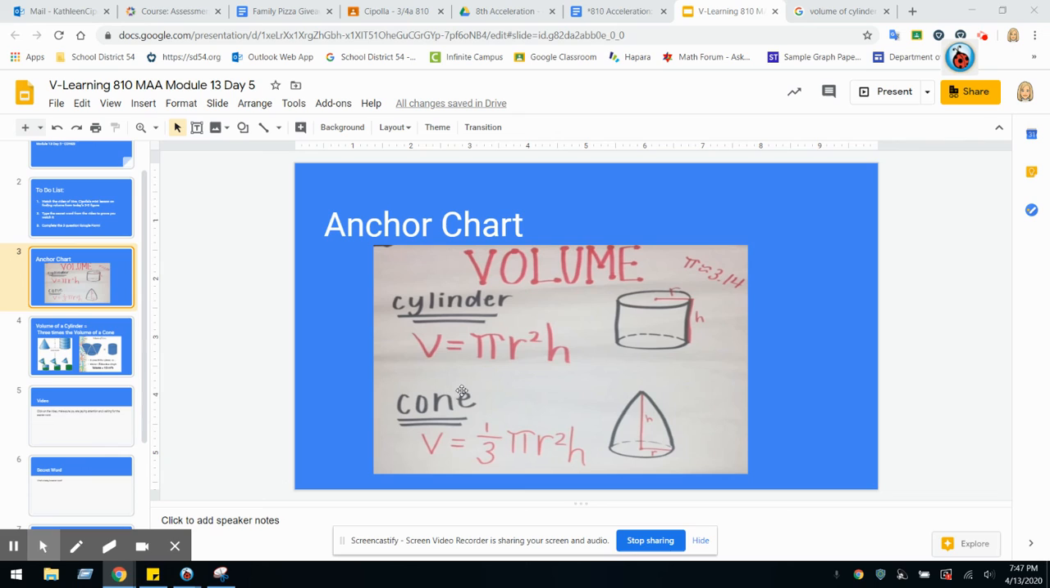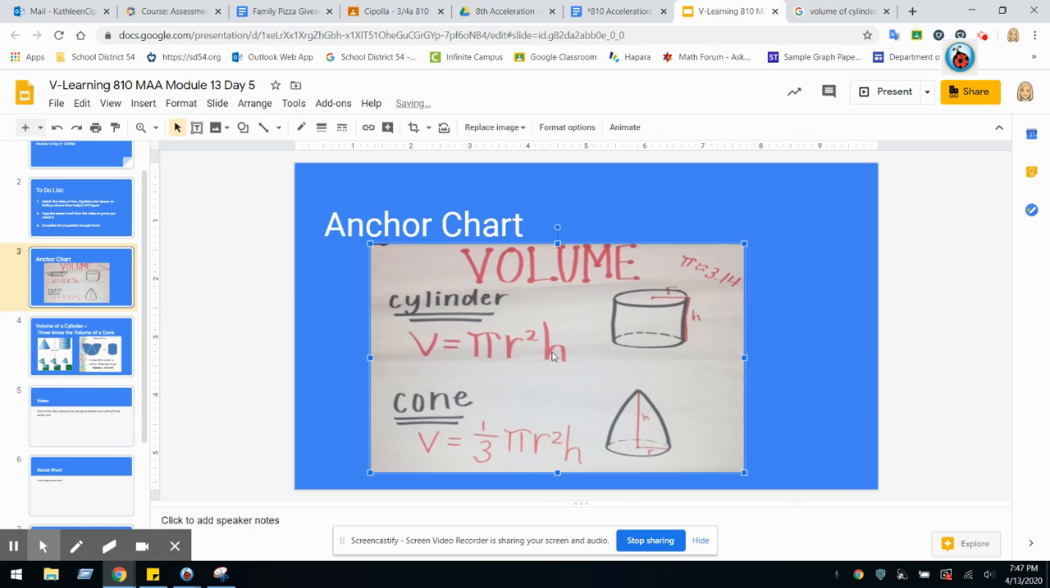Now we're talking about the volume of a cone. If you notice, it's the same exact thing as right here. This pi r squared times the height is right here, pi r squared times the height. There's just this little extra piece, 1/3.